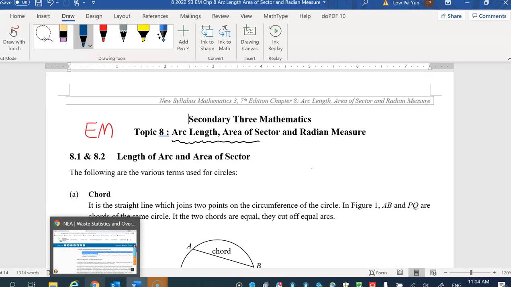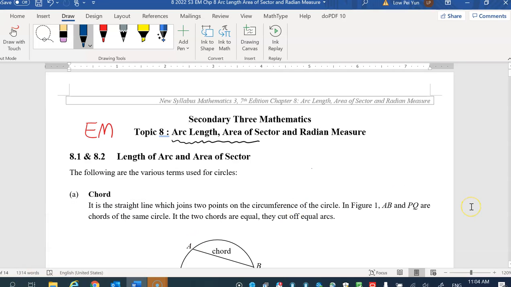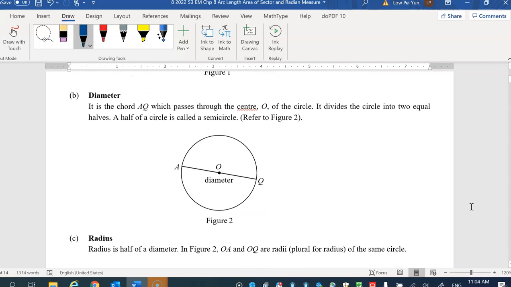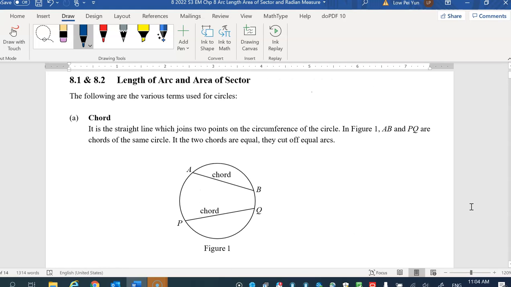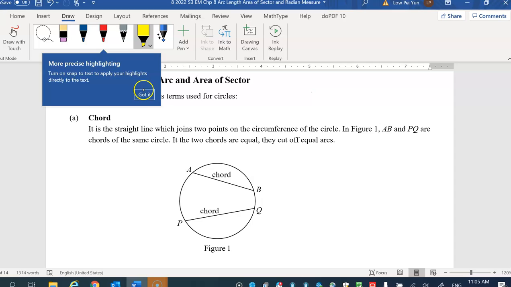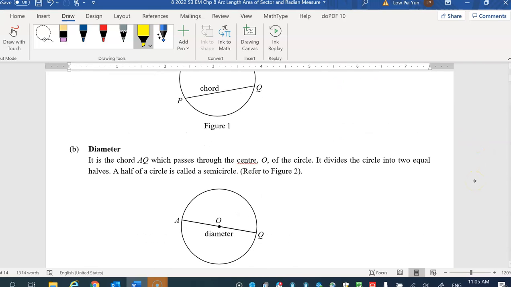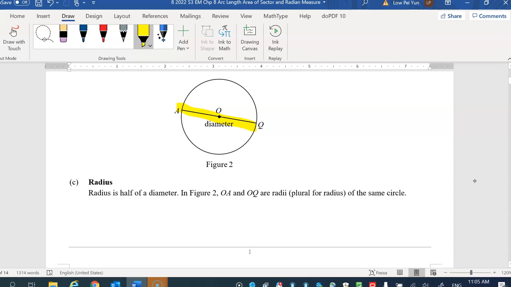Just like the previous chapter on properties of circle, we have to understand the definition of the chord, diameter, and radius. So as you know, the chord is any straight line in the circle passing through two points on the circumference of the circle, and the longest chord in the circle is the diameter. Alright, and half the diameter is the radius. Okay, so radii is the plural of the word radius.